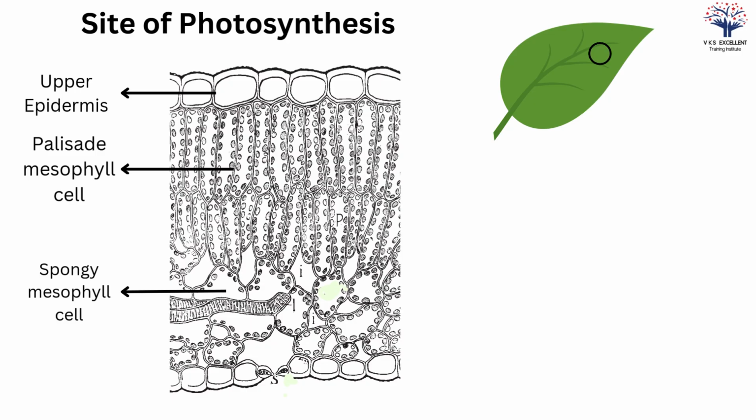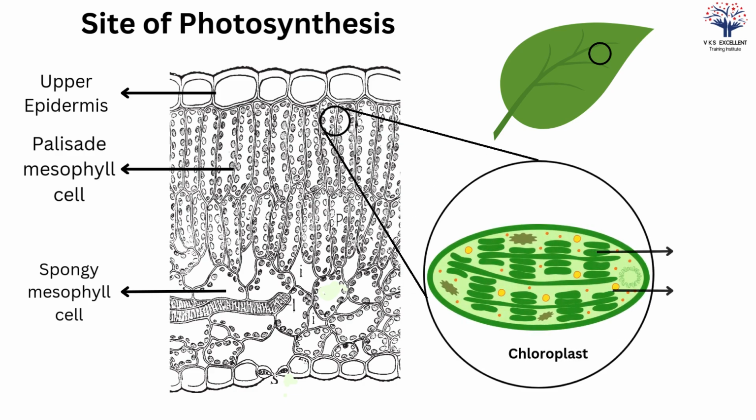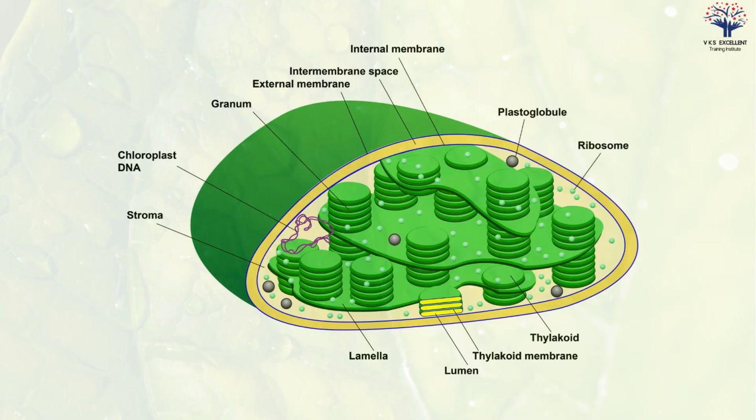Now let's discuss the site of photosynthesis, the chloroplast. A typical mesophyll cell will contain approximately 30 to 40 chloroplasts. Each chloroplast is a double membrane organelle filled with a dense fluid called the stroma.